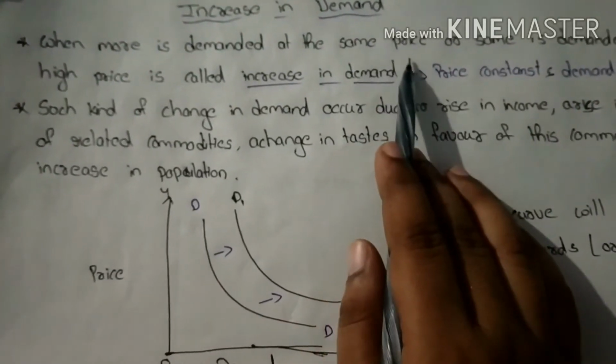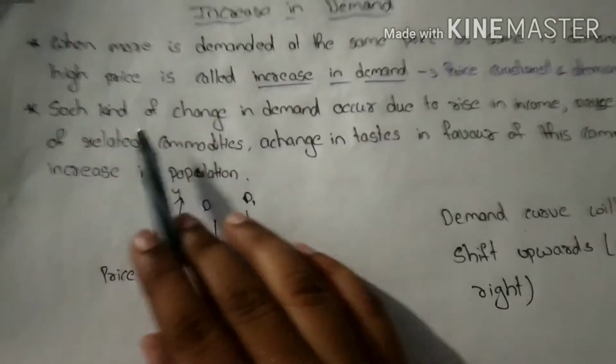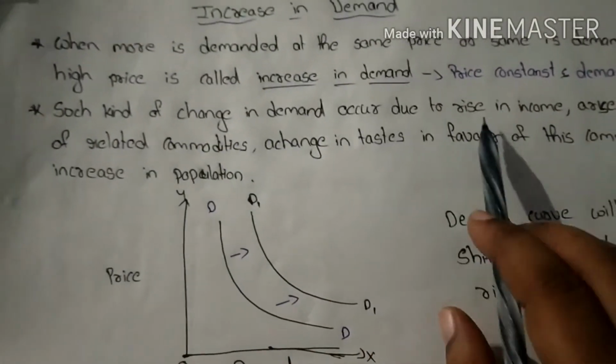So here the change occurs due to change in factors. Such a kind of change in demand occurs due to rise in income.